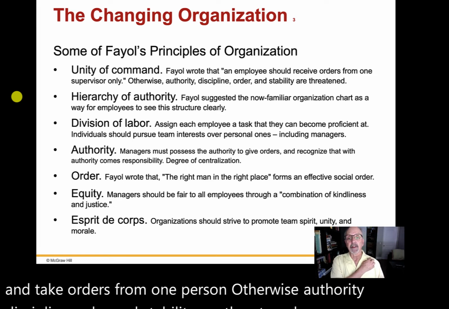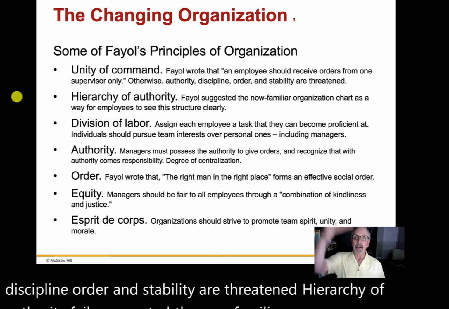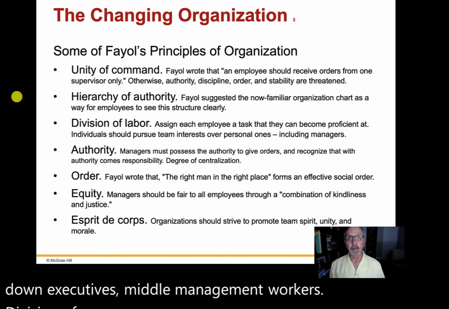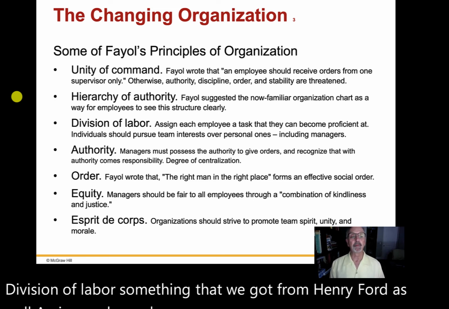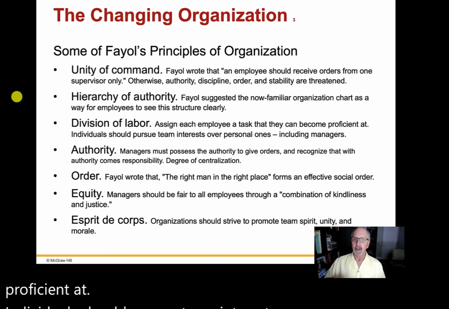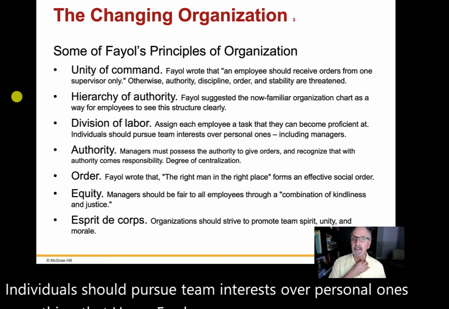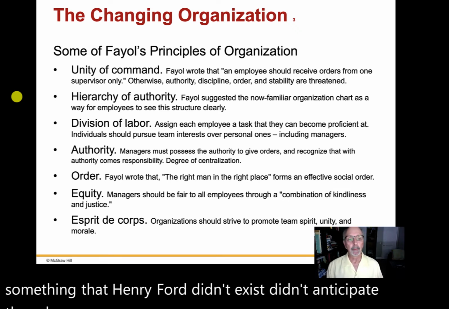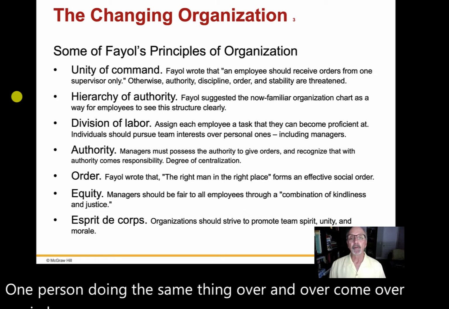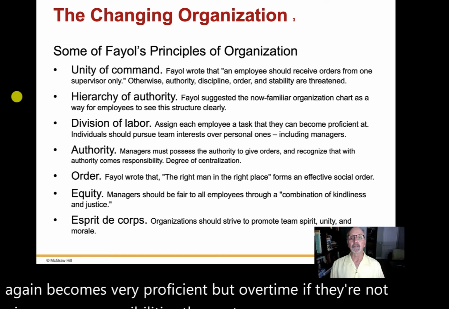Hierarchy of authority. Fayol suggested the now familiar org chart, right? Top down. Executives, middle management, workers. Division of labor. Something that we got from Henry Ford as well. Assign each employee a task that they can become proficient at. Individuals should pursue team interests over personal ones. Something that Henry Ford didn't anticipate, though, was, yes, one person doing the same thing over and over again becomes very proficient, but over time, if they're not given new responsibilities, they get bored and that efficiency starts to drop.